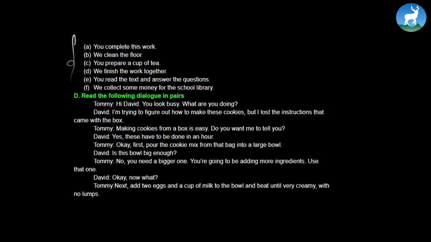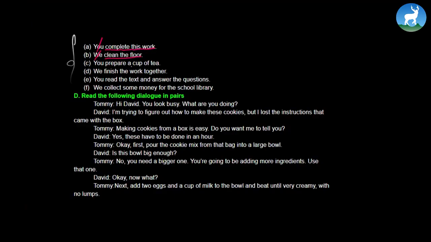Now, what are you going to do here? If you cancel you, "you complete this work" becomes "complete this work," which is again imperative. If you cancel we, again it becomes "clean the floor." Again, this becomes imperative. What is the subject then?